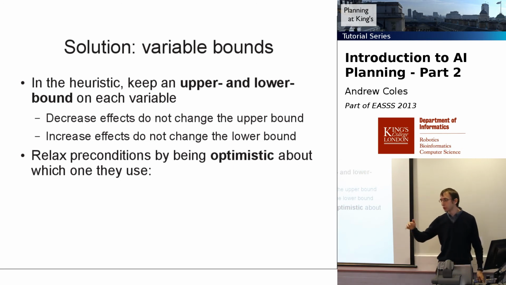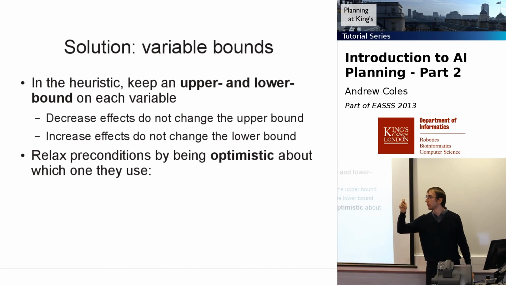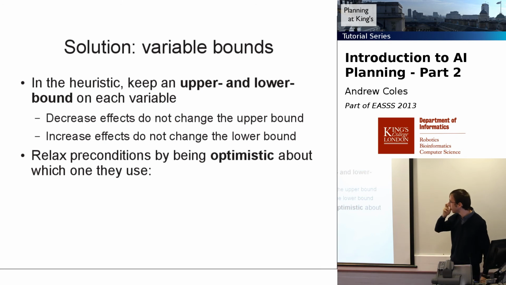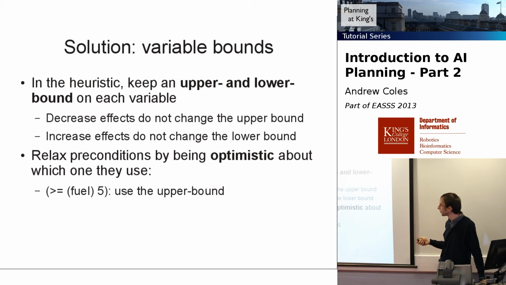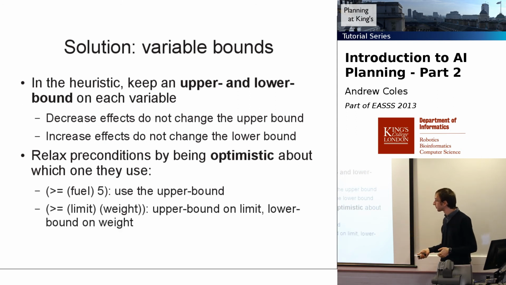So if you're trying to get the voltage down, then you can say, well, this decreasing voltage effect, that's fine. We'll accept that and use it to get our lower bound down. But we'll pretend it doesn't do anything to the upper bound, because the upper bound we're trying to keep high. And then we can relax the preconditions by being optimistic about which of the upper bound or the lower bound we use for looking at the specific precondition, picking the one which makes our life easy. So for instance, fuel greater than or equal to 5. For this one, use the upper bound, right, because bigger is better.